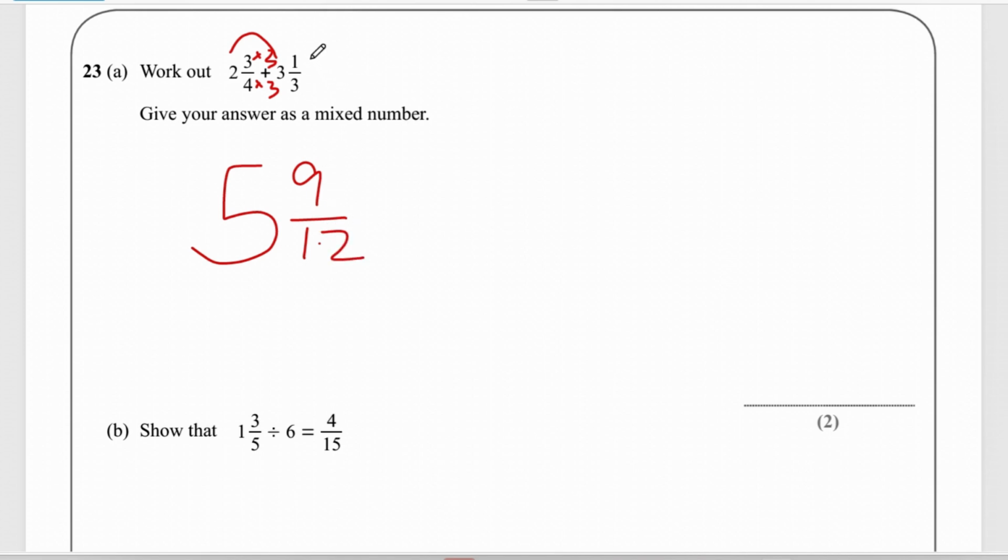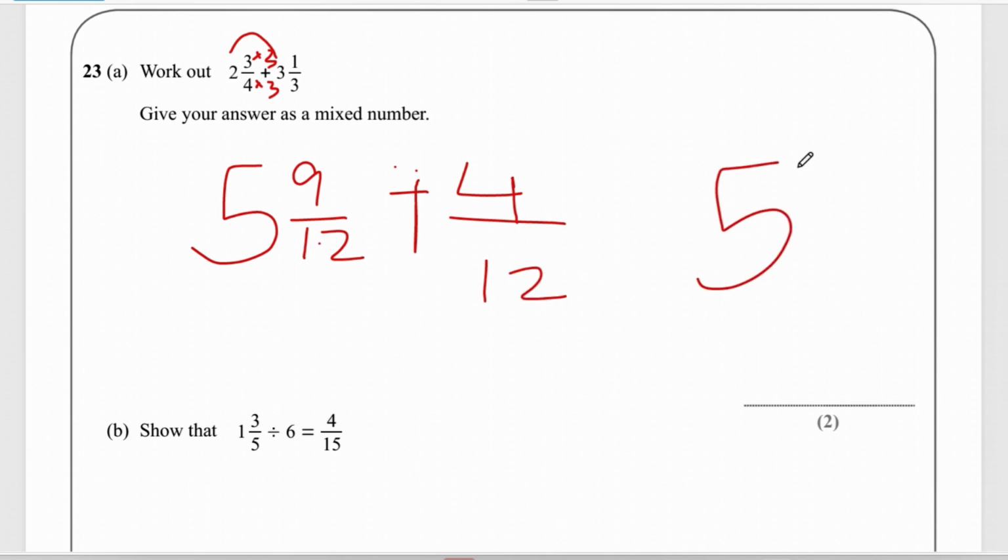So when you go times 4 times 4, that will give you 4 over 12. So this is 5 whole number, 13 over 12. What do you do to 13 over 12? You make it a mixed number. So 13 over 12 is 1 whole number, 1 over 12. So 5 plus 1 over 12 will give you 6 whole number, 1 over 12.